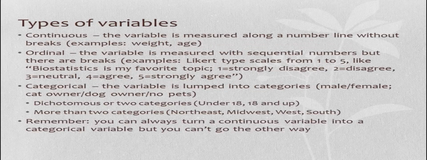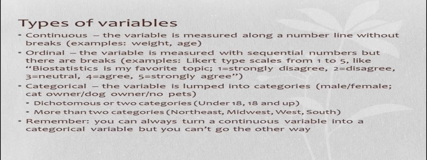Okay, so there's several different types of variables in studies, and this is something you may have been exposed to already, but I'm just going to say it again. The first type is a continuous variable. In those cases, the variable is measured along a number line without any breaks. And so some good examples are weight and age.